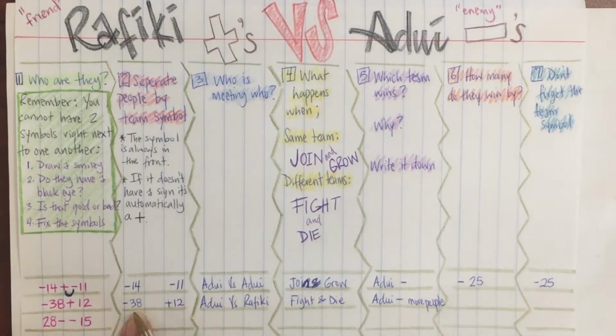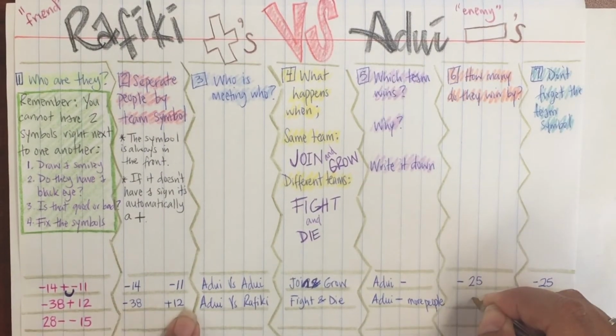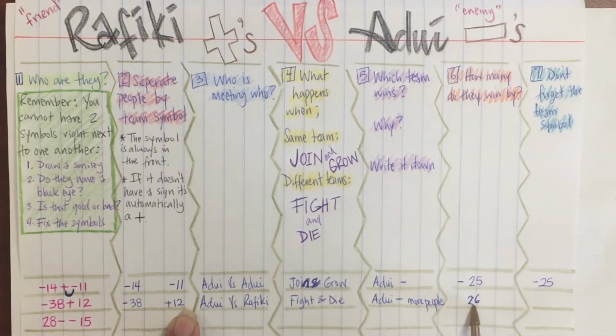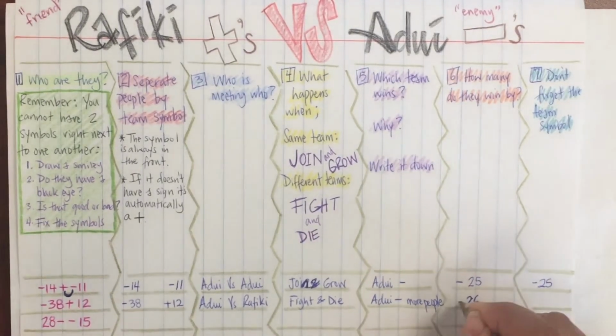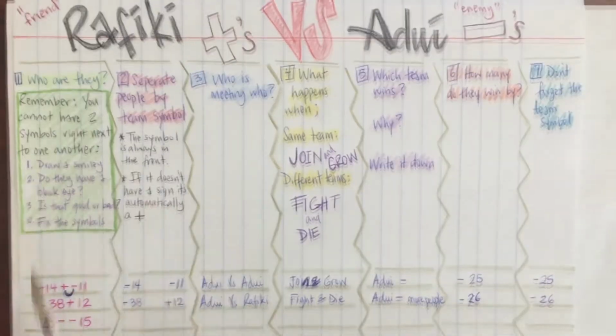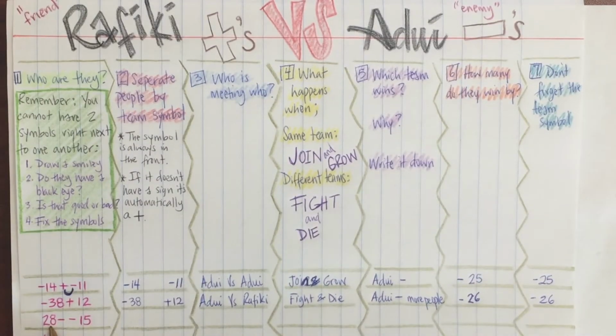How many do they win by? Now, they're going to lose 12 people, so it's going to be a smaller number than 38. So that's going to be 26. And don't forget the team symbol, so very important. Who won? Adui. Adui is negative, so make sure you put the negative. Now, let's do a couple more examples.